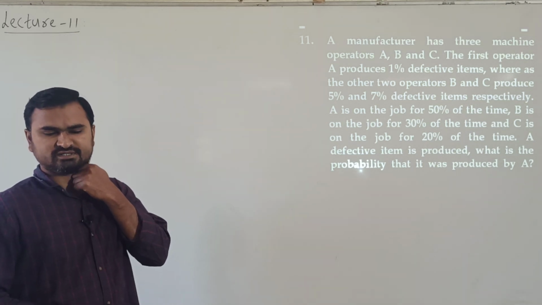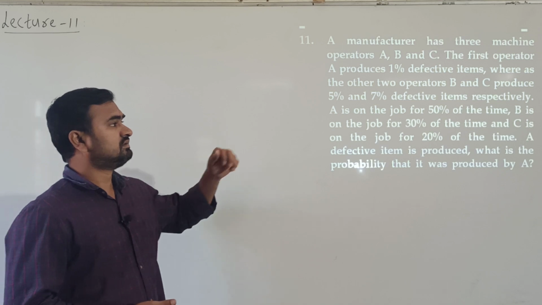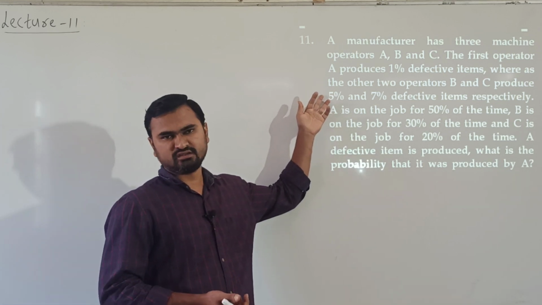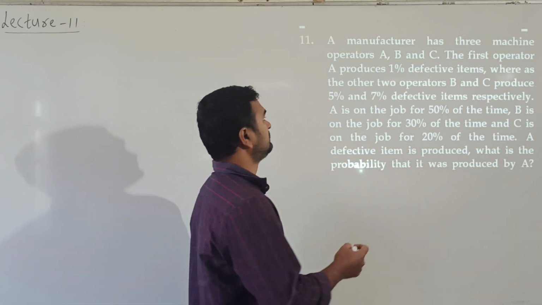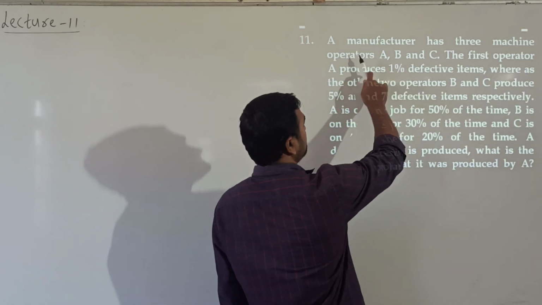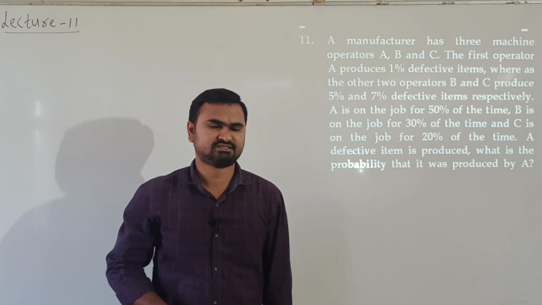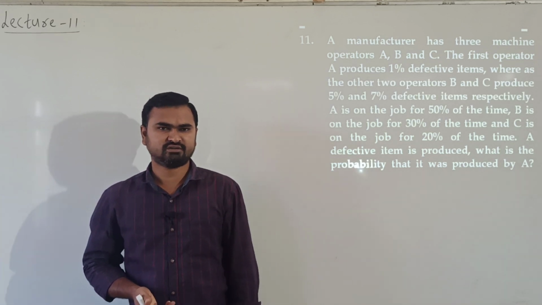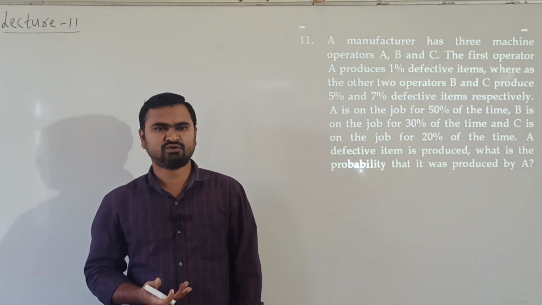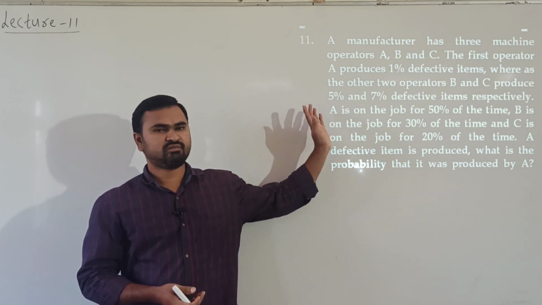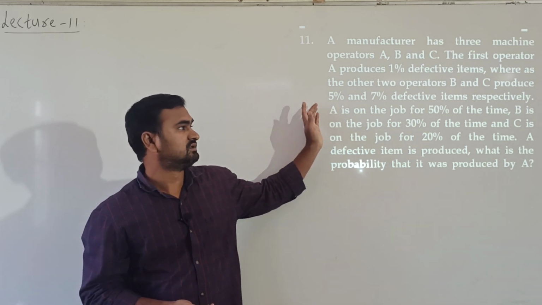Okay. So whenever percentages are given, 5% is nothing but 5 by 100. So there are 3 machine operators A, B and C. Now these machine operators can produce some defective items. When the production is going on, there will be some defective items produced.